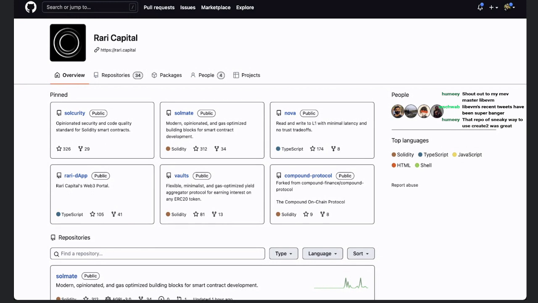On the Nova front, Nova is an abstraction over the L2, L1 message passing system, with some relayers involved, that basically allows you to perform and validate contextless messages from L2 to L1 without the 7-day delay. So I know that's a lot of buzzwords. I'll break that down.